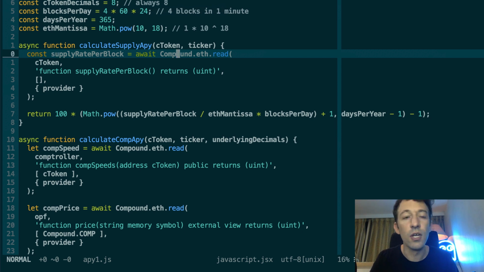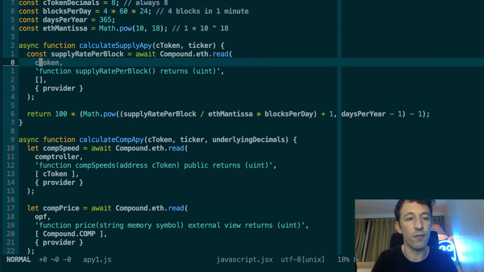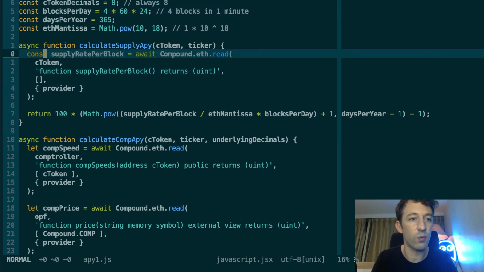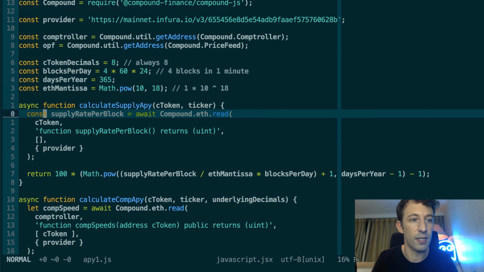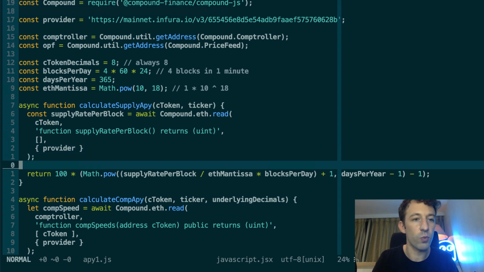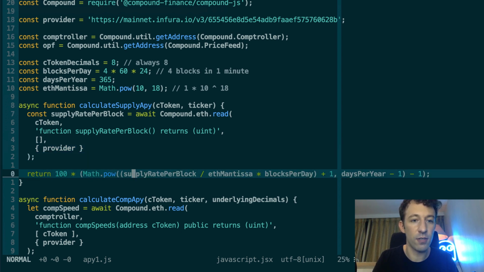And here we use the library of Compound for this. And so we need to pass it the address of the smart contract we want to read from, then the signature of the function that we want to read from, then we pass the provider that we defined above, so that's basically the URL to Infura, so that the library knows how to reach the blockchain. And after, once we have this supply rate per block, we can derive the interest rate per year. So we use the exponentiation function of JavaScript, Math.pow.